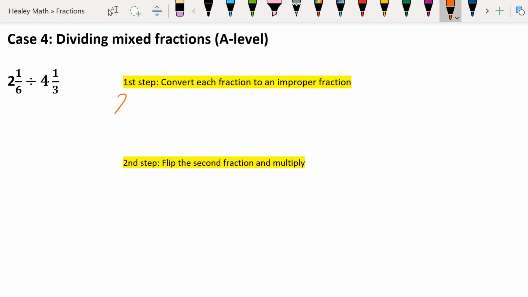And let's do that. We have 2 and 1 over 6. So you multiply what is 6 times 2, and you add it to the numerator. We add 1, and this is over 6. 6 times 2 is 12, plus 1 is 13 over 6.